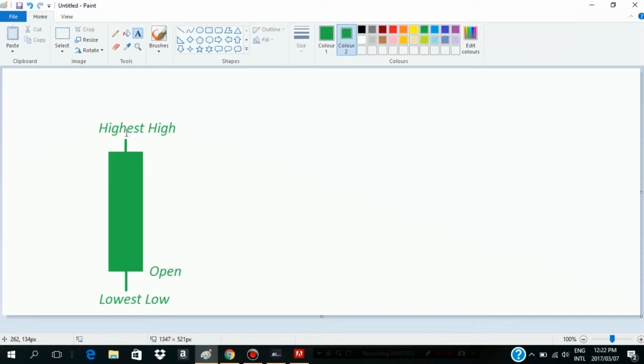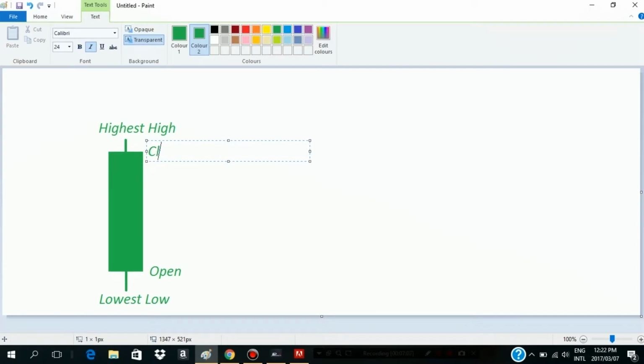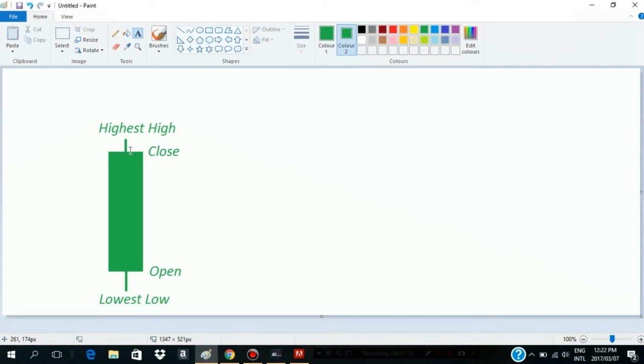Now from here, price started moving down, and as it was moving down, your 60 seconds was up, so it closed. This line over here is your close. So the line at the bottom is your open, the line at the top is your close.